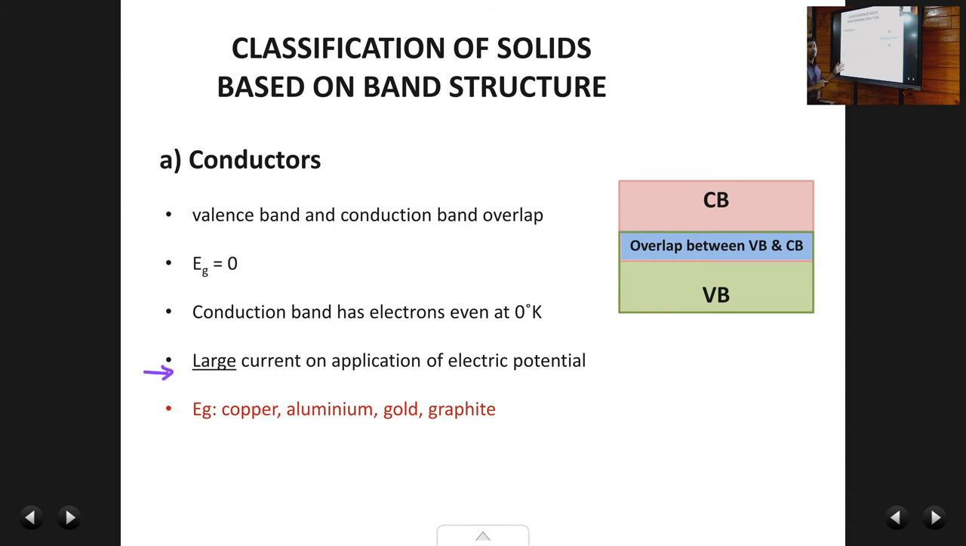What are the examples of conductors? All metals, aluminium, gold, silver, copper, all metals are conductors. Plus graphite, and there are other non-metallic conductors also which conduct a large amount of current when you connect them to a potential. So this is about a conductor.